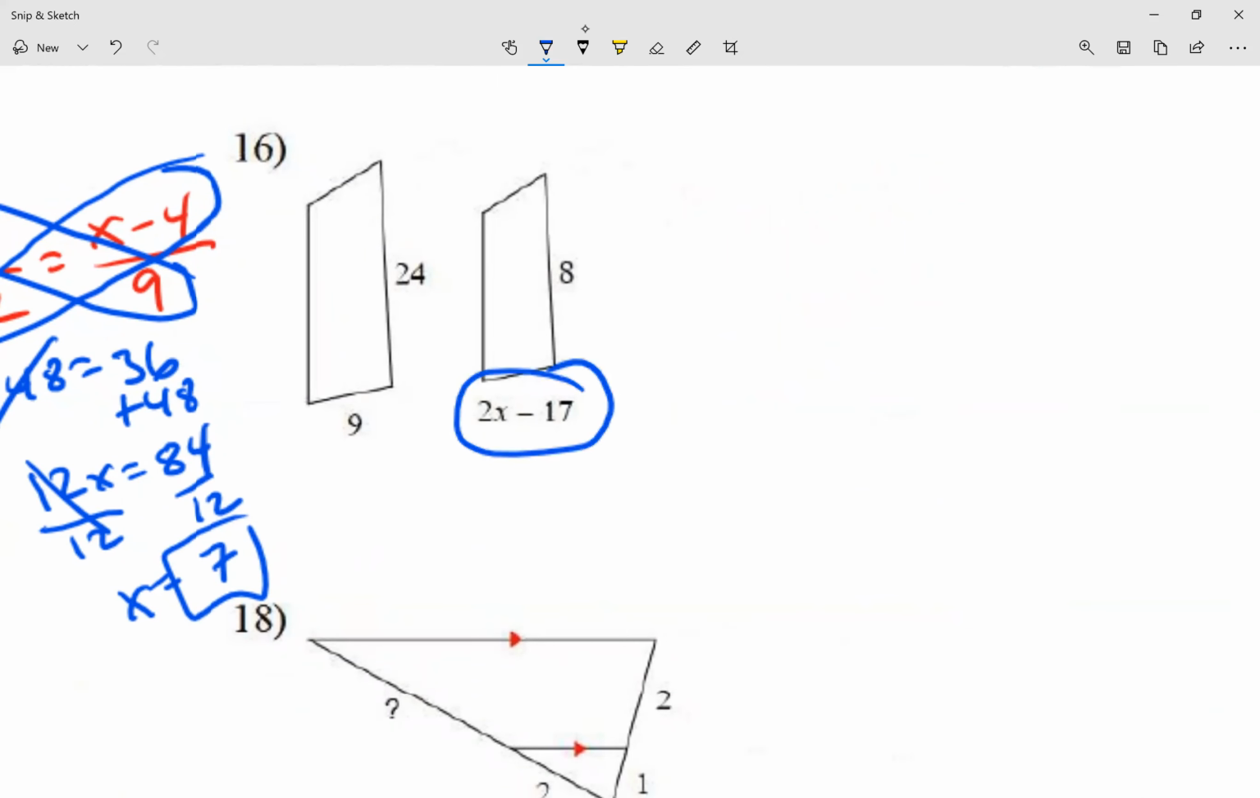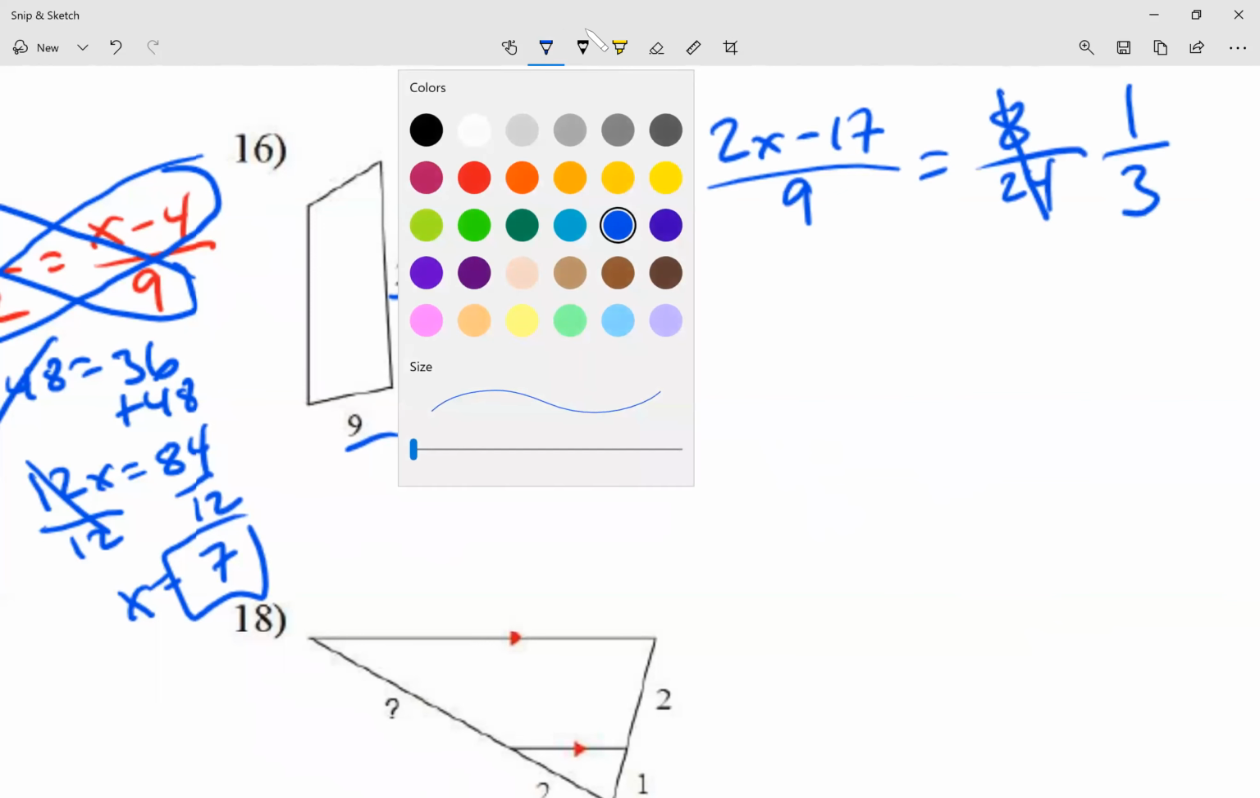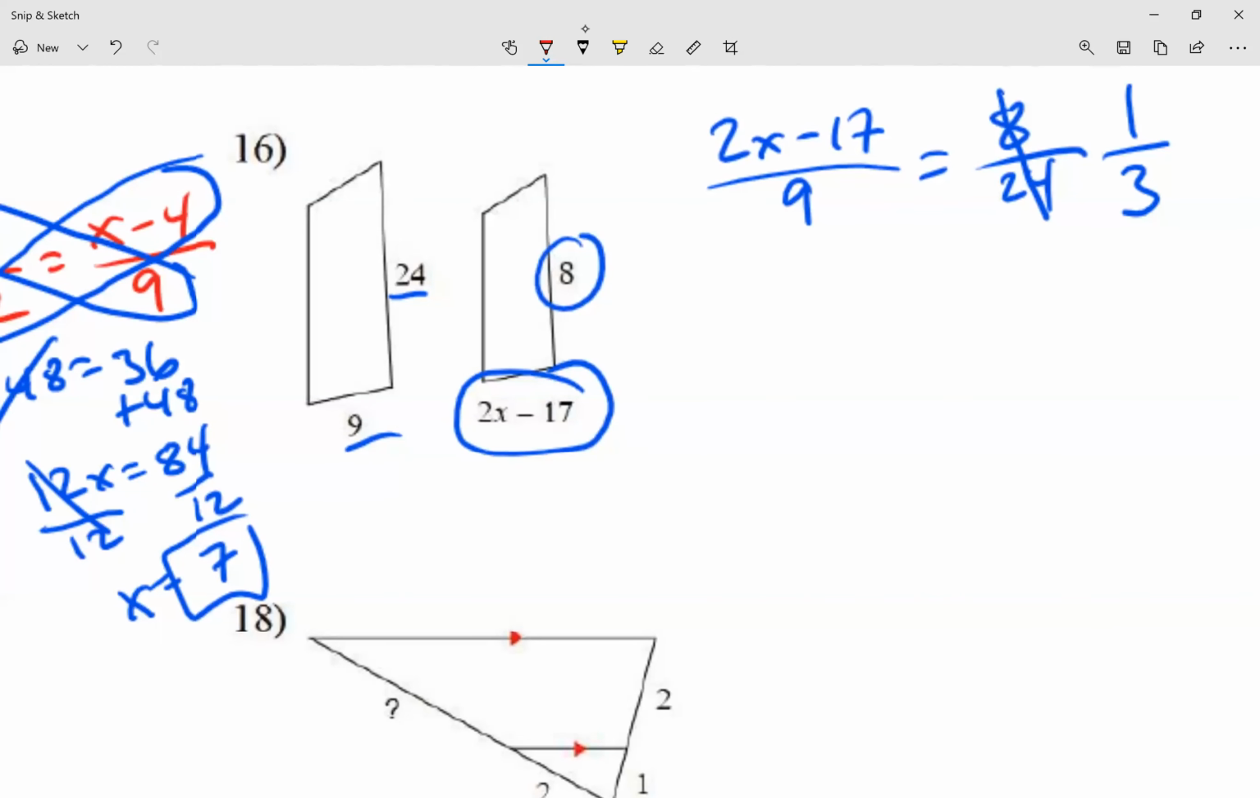Now here we're going to have 2x minus 17, which is corresponding to 9, and 8, which is corresponding to 24. So 2x minus 17 and 8 are both going to be on the top of my fractions. 2x minus 17 is corresponding with 9. 8 is corresponding with 24. 8 over 24, I will simplify this one as 1 over 3. We don't have to, we could cross multiply whenever, but I'm going to simplify this time. I want to simplify sometimes and sometimes not, just to emphasize that you can cross multiply whenever.